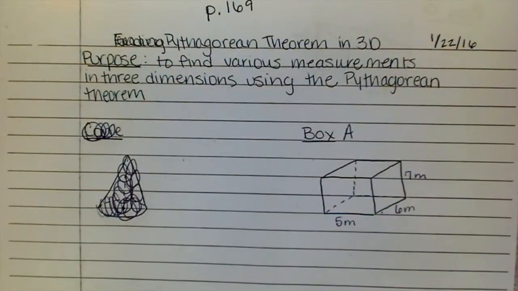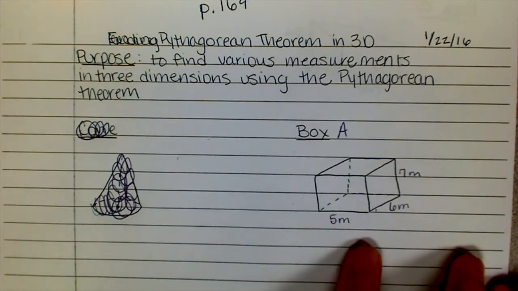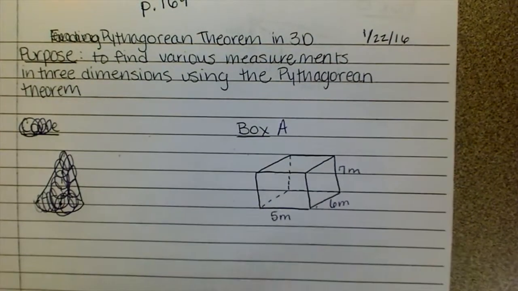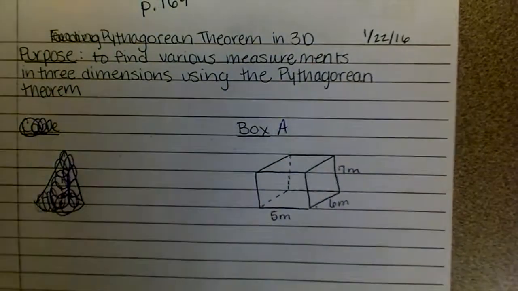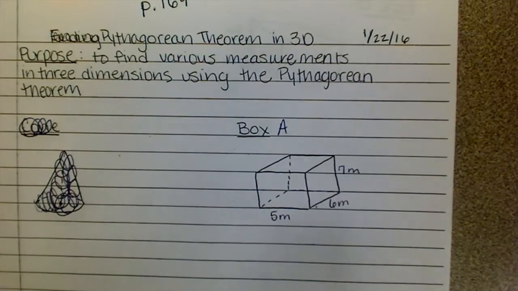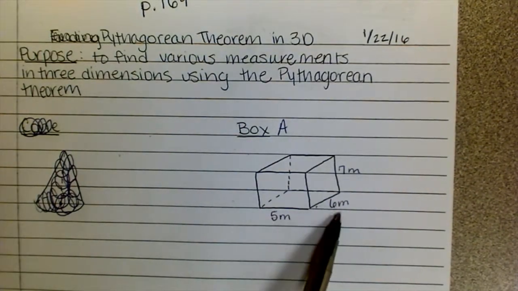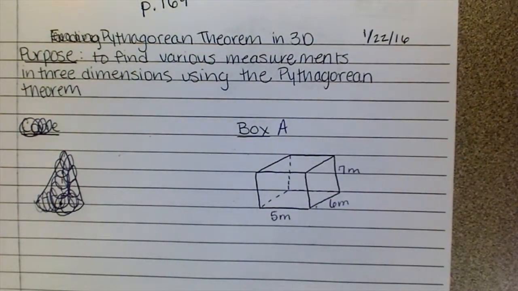On page 169, you should have the date, title, and purpose from last week's notebook setup. And then we were going to do a cone, but we're just going to do 2 boxes to start out with. So please draw this box with the side lengths 5 meters, 6 meters, and 7 meters. It's a really big box.